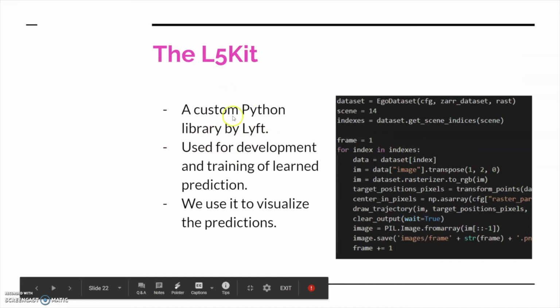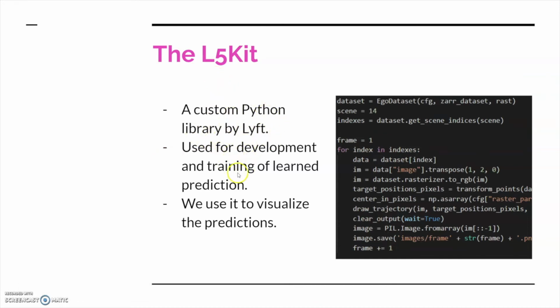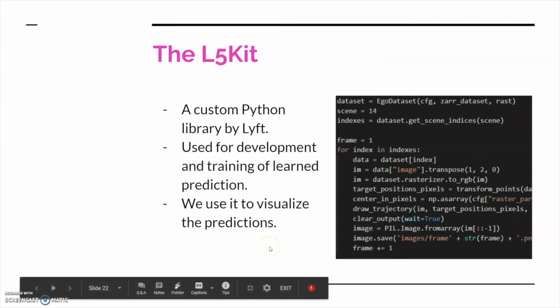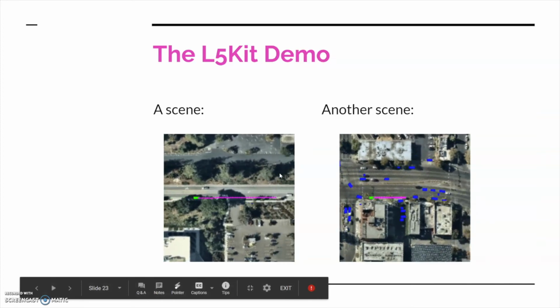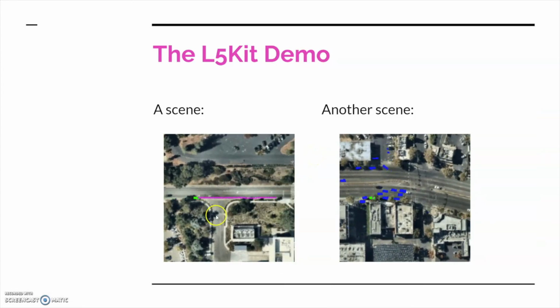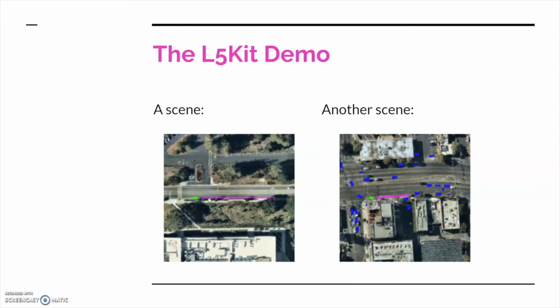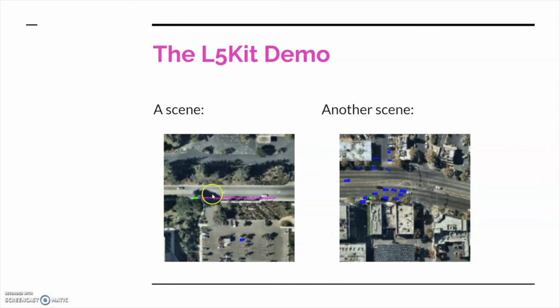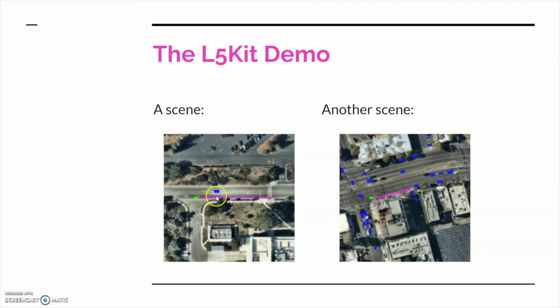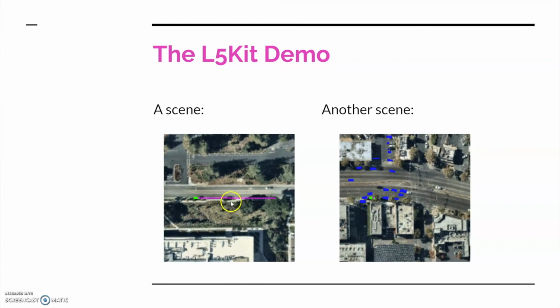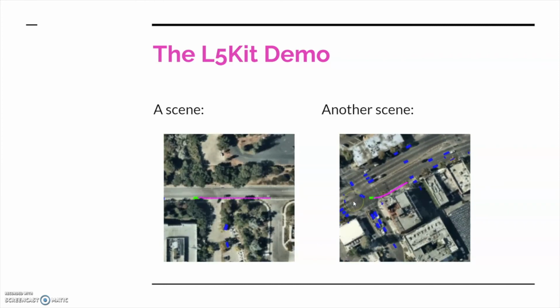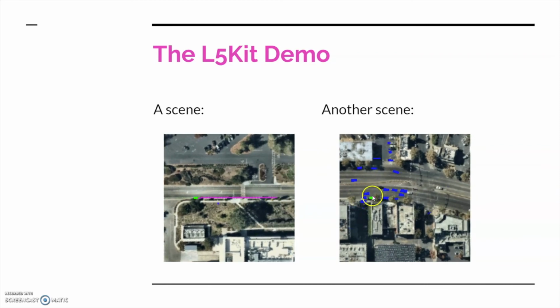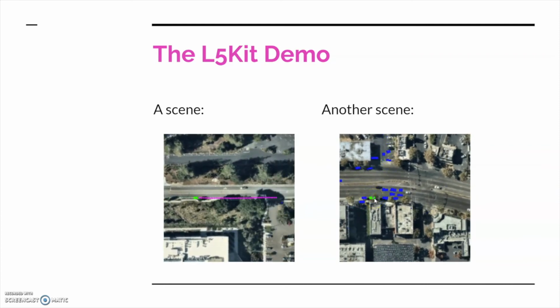We use the L5 kit to parse this data. It's mainly built for training machine learning models, but it also has a nice way to visualize the driving scenes. It's a Python library. This is the demo. For example, in this scene, the car is driving straight, and we could see the pink line represents the prediction where the car is most likely going. Here's another scene that shows the car parking, and the prediction line disappears because the car won't be moving anymore.